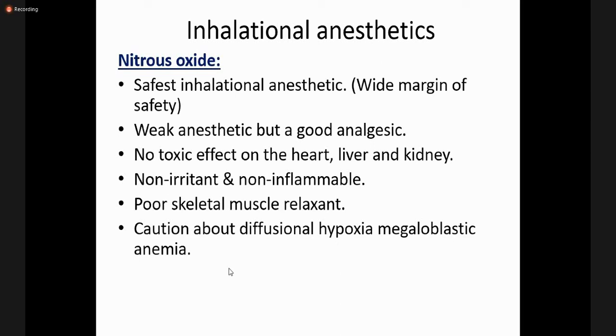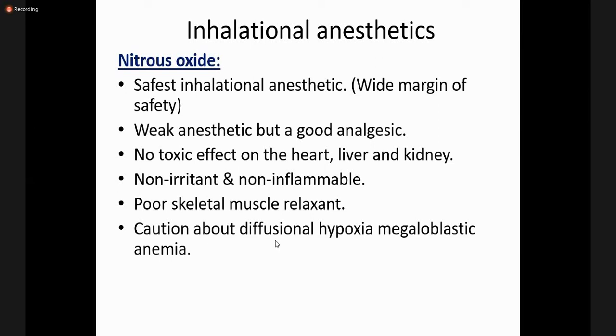Okay, question about diffusional hypoxia and megaloblastic anemia. So one important task I'm giving you, the students, because I will ask it in the second lecture, on 2nd September, on intravenous anesthetic agents. And what is your homework? Before starting the inhalation anesthetic agents, there are two important discussions we are going to have before starting intravenous anesthetic agents.